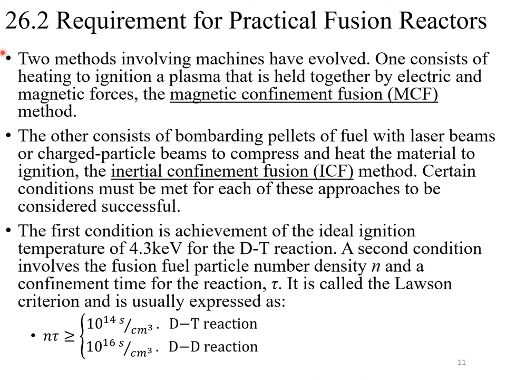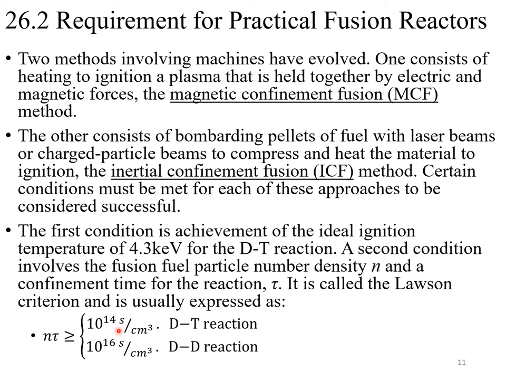Certain conditions must be met for each of these approaches to be considered successful. The first condition is achievement of the ideal ignition temperature, 4.3 keV for the DT reaction. It means that the particle has to be accelerated to high speed. The second condition involves the fusion fuel particle number density n and a confinement time for the reaction, tau. This is called the Lawson criterion, and it is usually expressed by this formula. n tau is larger than those numbers for different reactions.